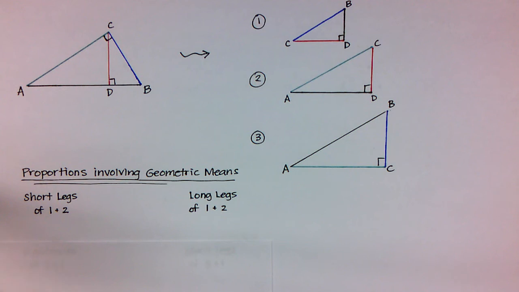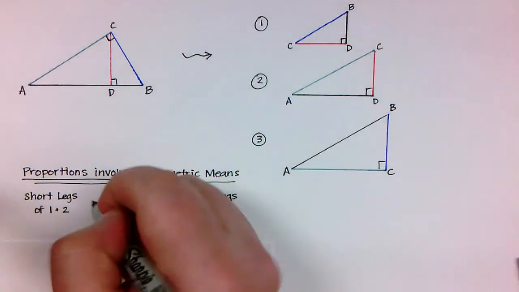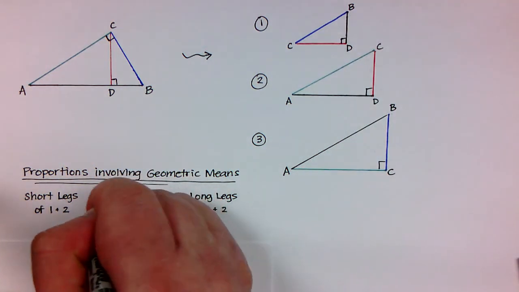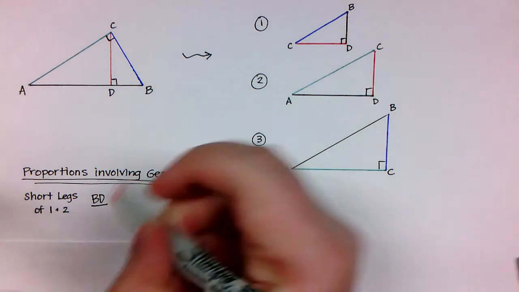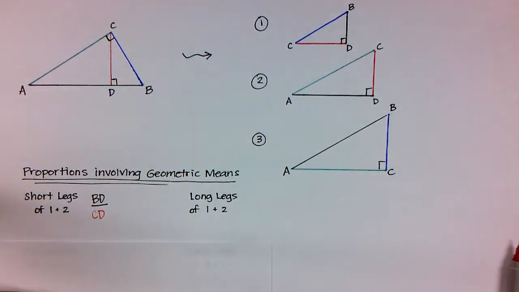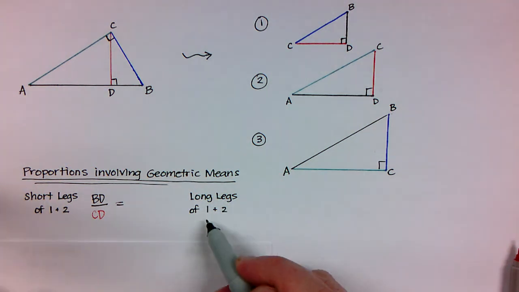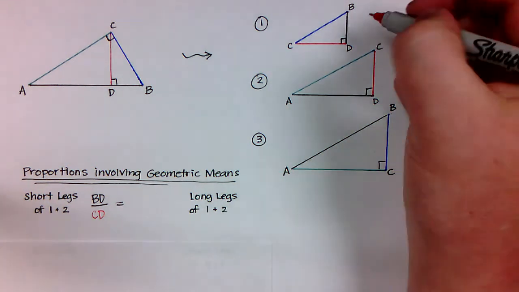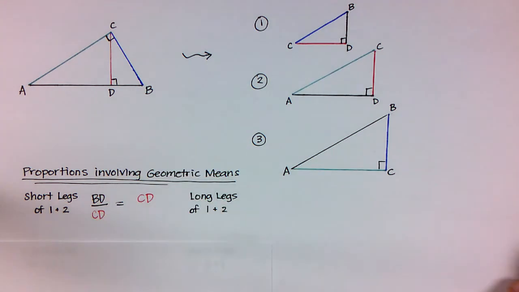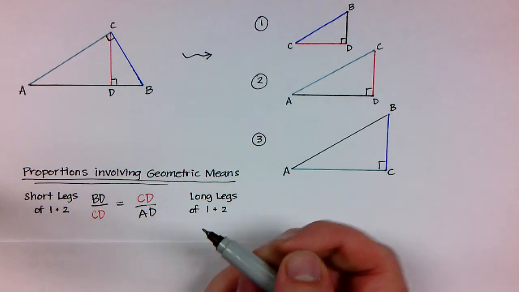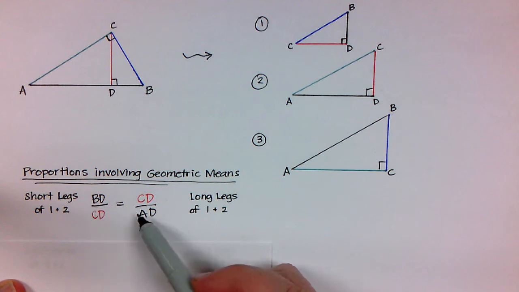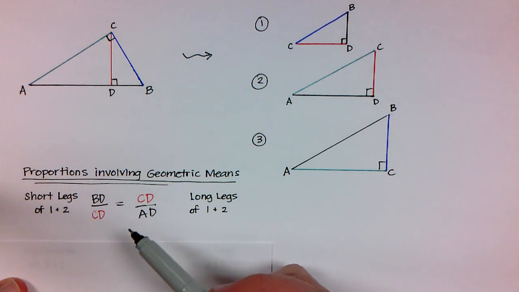Okay, so I labeled my triangles up there. So the short leg in triangle 1 is BD. Do you see that right here? BD. And the short leg of triangle 2 is CD. Well, they found that that is equal to the long legs of 1 and 2. So the long leg of number 1 is CD, and the long leg of triangle 2 is AD. So look at that. If I just have 3 pieces of information, I can figure out what the fourth one would be. Obviously, CD is the same in both of them, so it's kind of cool.